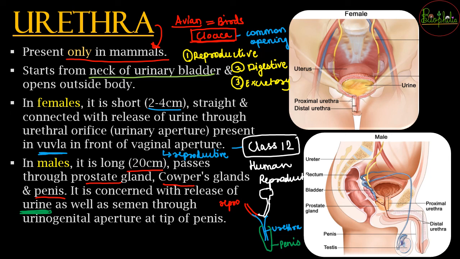Why? Because urogenital means it is connected to the urinary bladder, and it is also related to the genital parts. Because of that it has the name urogenital tract, and the aperture of it, which is going to release all the urine and the semen out, is called the urogenital aperture, which is going to be present at the tip of the penis. So this is nothing but the urogenital aperture. So that was the difference between the urethra in females and in males.